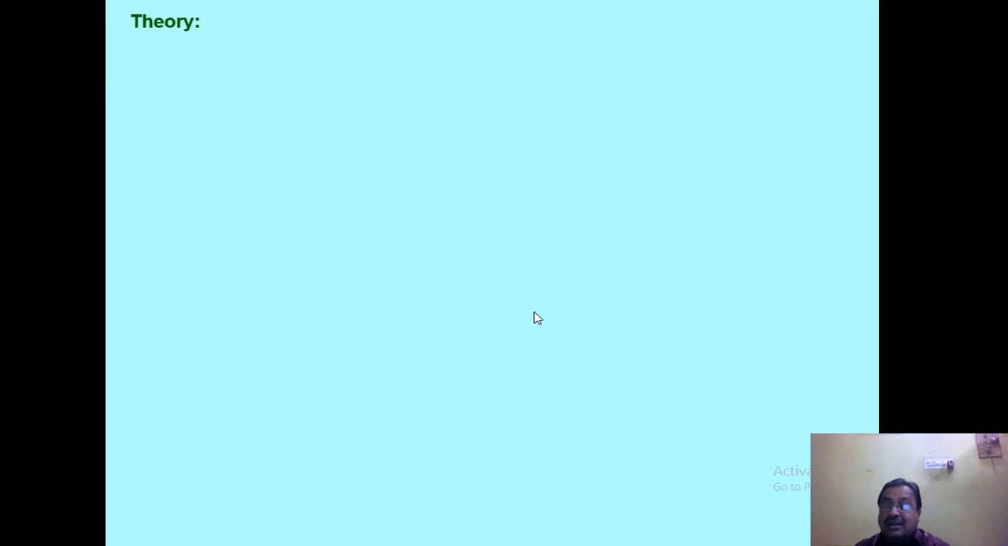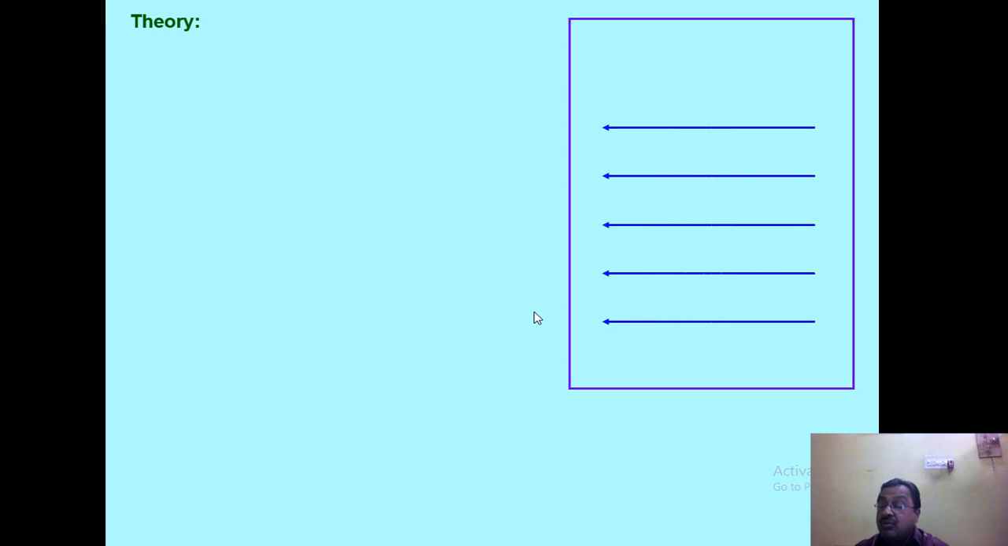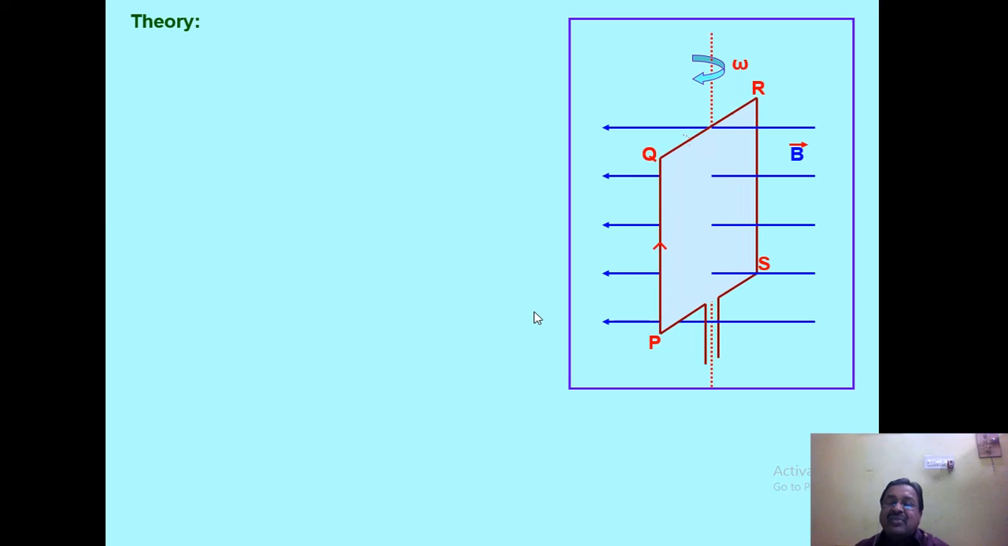And now let us discuss the theory on which it works. This is the uniform magnetic field B represented by parallel lines of force. This is the armature PQRS. It is rotating in this direction, and when it rotates, as per the principle of electromagnetic induction, the magnetic flux linked with N turns of the coil is NBA cos theta. This n cap gives the direction of the area vector. It makes angle theta with the field direction. So it is NBA cos theta.